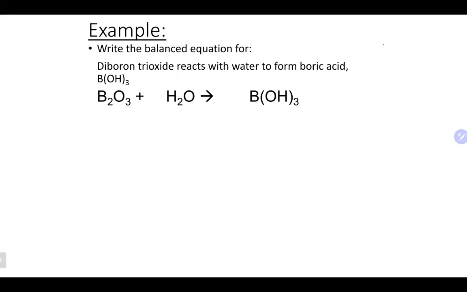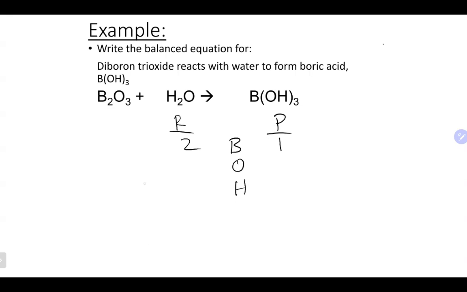Okay, let's take a look at this one. Like I said, it can be very helpful to make a table, reactant side, product side. You list all your elements there: the boron, oxygen, and hydrogen. To start with, on the left-hand side we have 2 borons. On the right-hand side, we have 1.